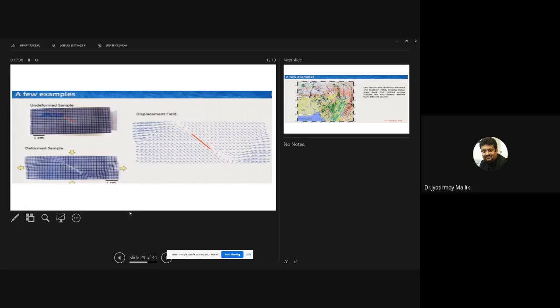Okay. Now, often such displacement is studied with something called a strain marker. Strain marker means, I'll give you an example so that you will be able to understand what strain markers are. So the strain marker that I am going to discuss in this particular case is on an analog experiment.